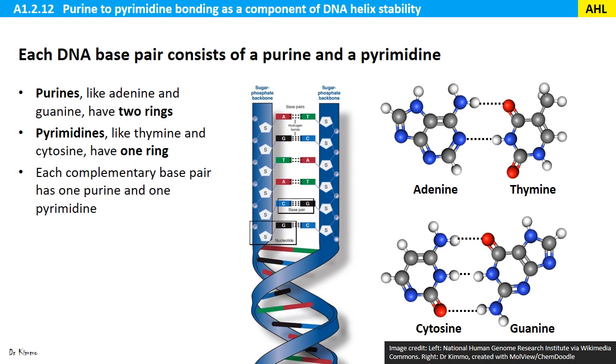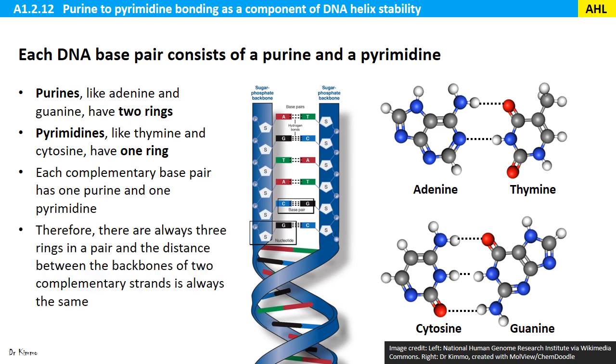Each complementary base pair has 1 purine and 1 pyrimidine, and therefore there are always 3 rings in a pair, and the distance between the backbones of 2 complementary strands is always the same. This contributes to the stability of the double helix.